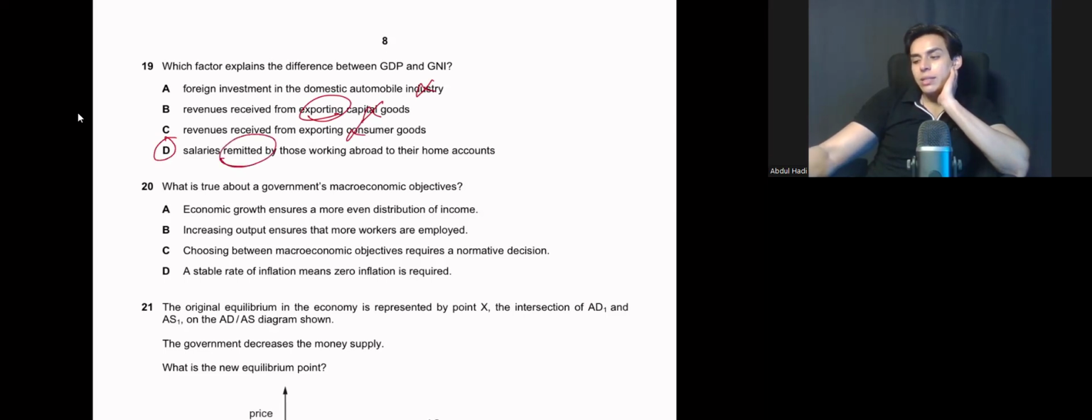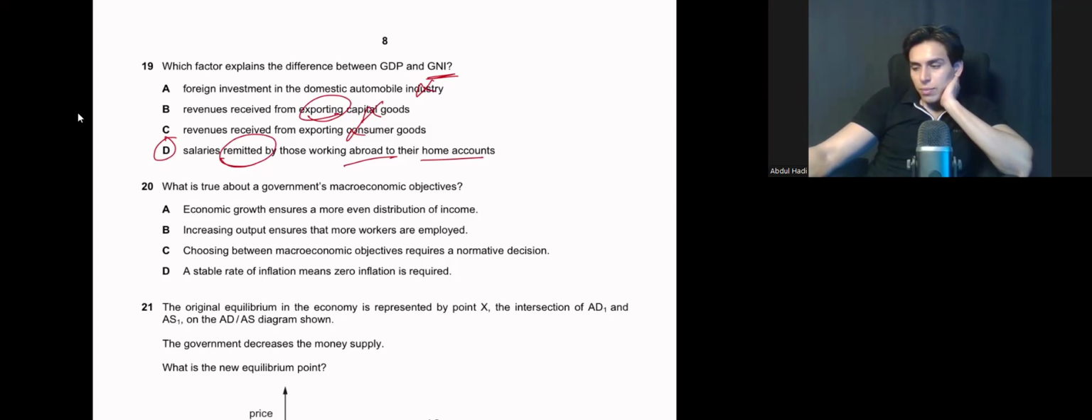Salaries remitted by those working abroad to their home, remittances. For example, I bought a property in Dubai and I am earning rental income every year, every month, so that is included in my GNI. It is not included in my GDP. This is the difference, net income from abroad.